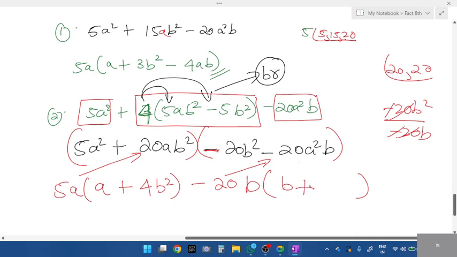Minus into minus is plus. 20 and 20 will get cancelled. B and b also will get cancelled, right? You'll get square. This was the second type of question we solved. Both have three terms. Look at this. Both have three terms. First three terms, three terms.